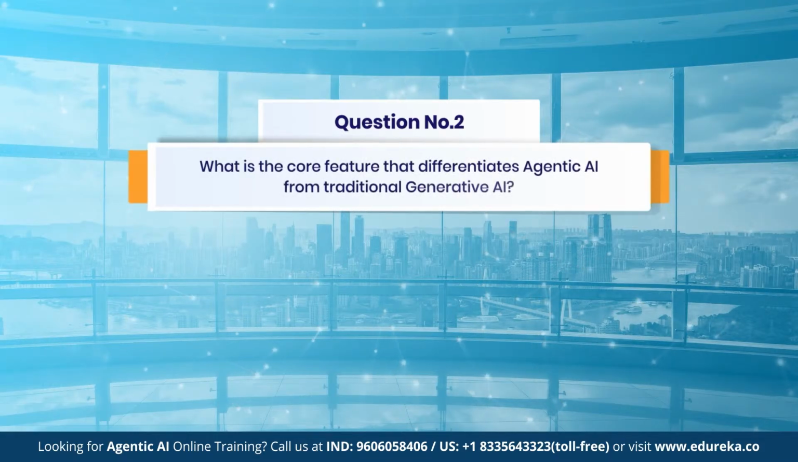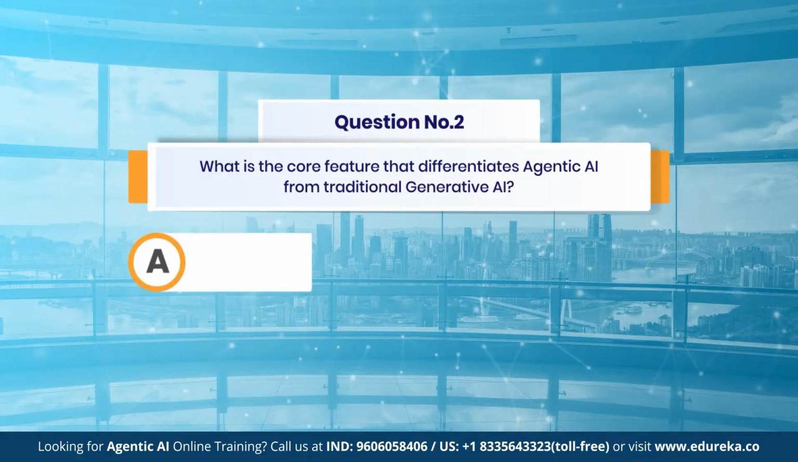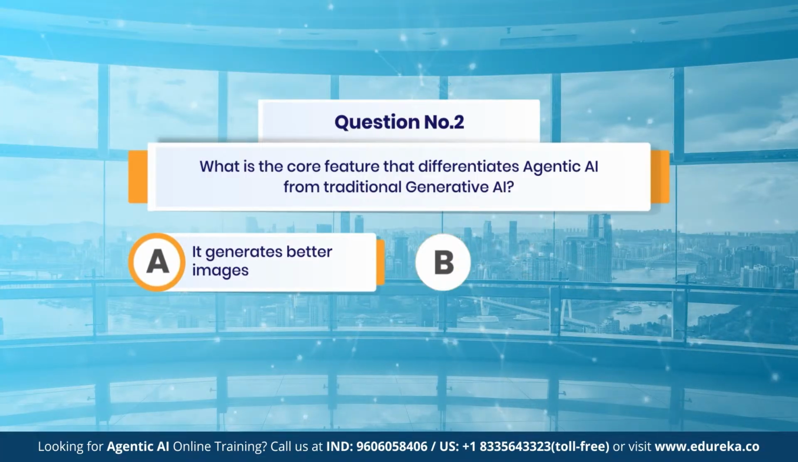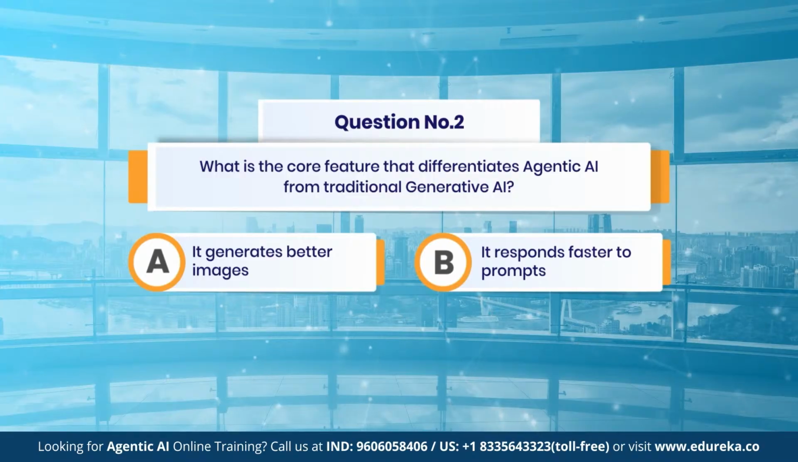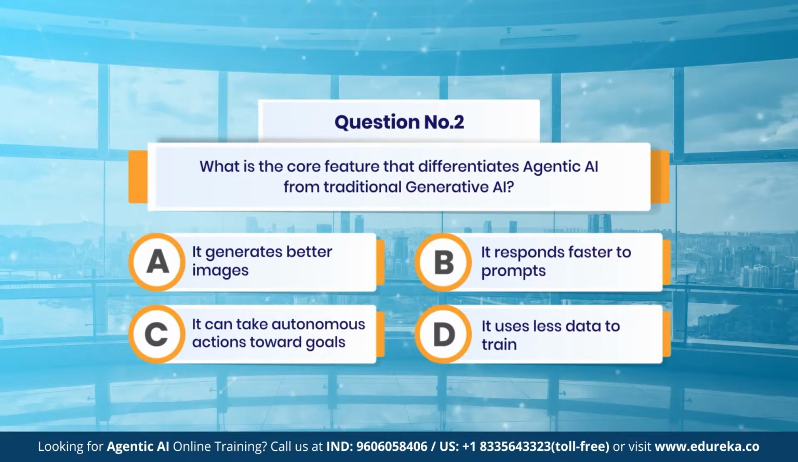And the question is, what is the core feature that differentiates Agentic AI from traditional generative AI? And the options are A. It generates better images. B. It responds faster to prompts. C. It can take autonomous actions toward goals. And D. It uses less data to train.